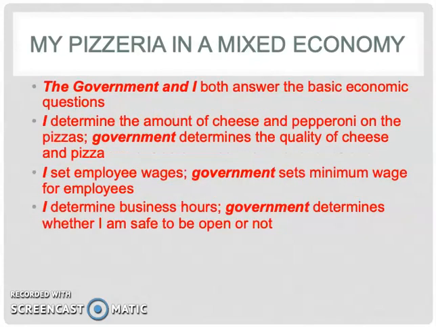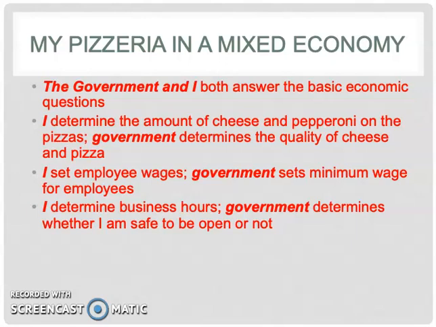And finally, a mixed economy. The government and the owner both answer basic economic questions. You determine the amount of cheese and pepperoni on the pizzas while the government determines the quality of the cheese and the pizza. You set the employee wages while the government sets minimum wage for the employees. Okay, and we do have a minimum wage where it's set. You determine the business hours and the government determines whether you're safe to be open or not. And that would be like in the case of a natural disaster or with the restaurant grades.